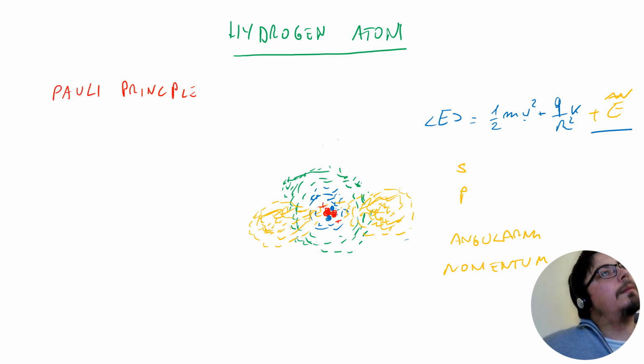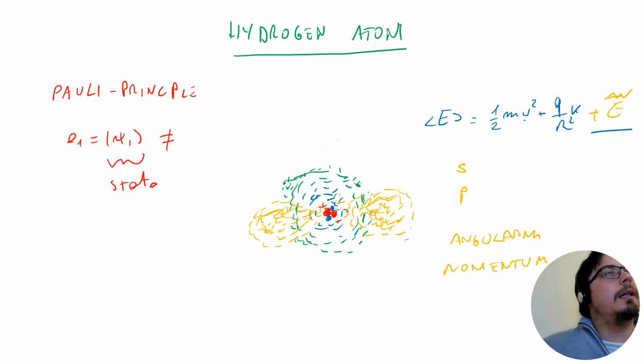Pauli principle. Two electrons cannot have the same state. So electron 1, psi 1, is different. This is the state, the quantum state.